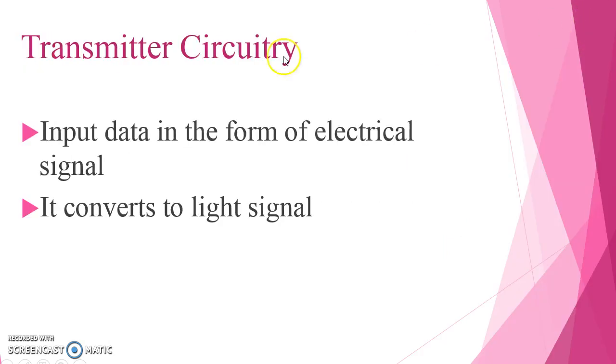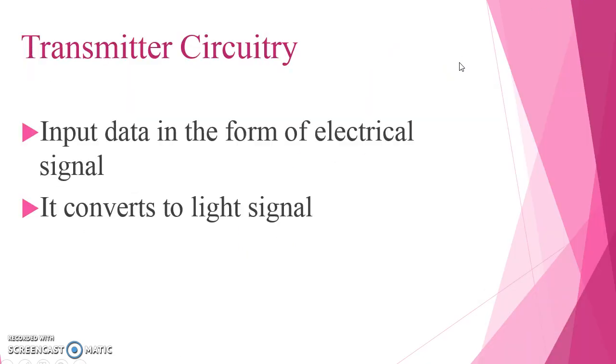First one, transmitter circuitry. In the transmitter circuitry, as I told you, the input data is given as an electrical signal. This electrical signal is converted into a light signal with the help of the light source in the transmitter circuitry.